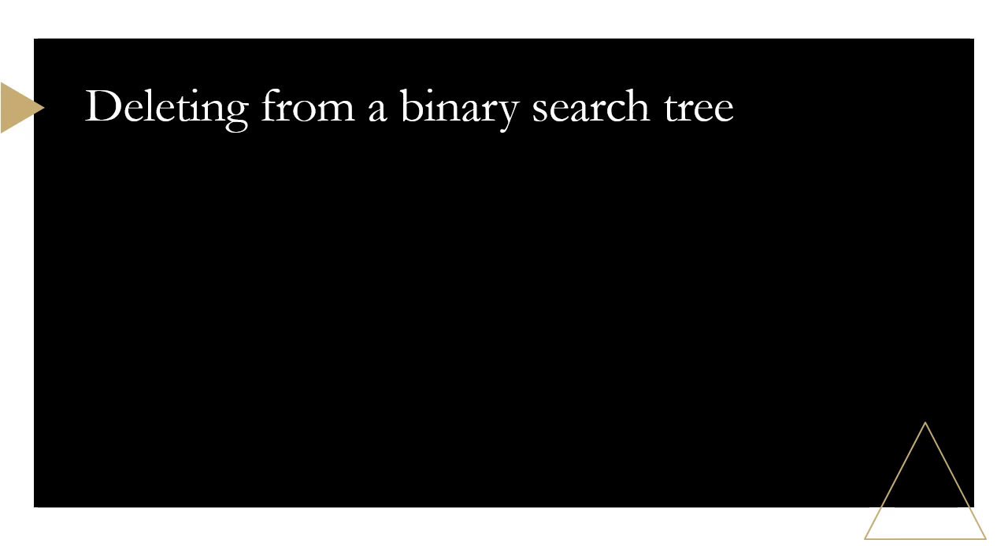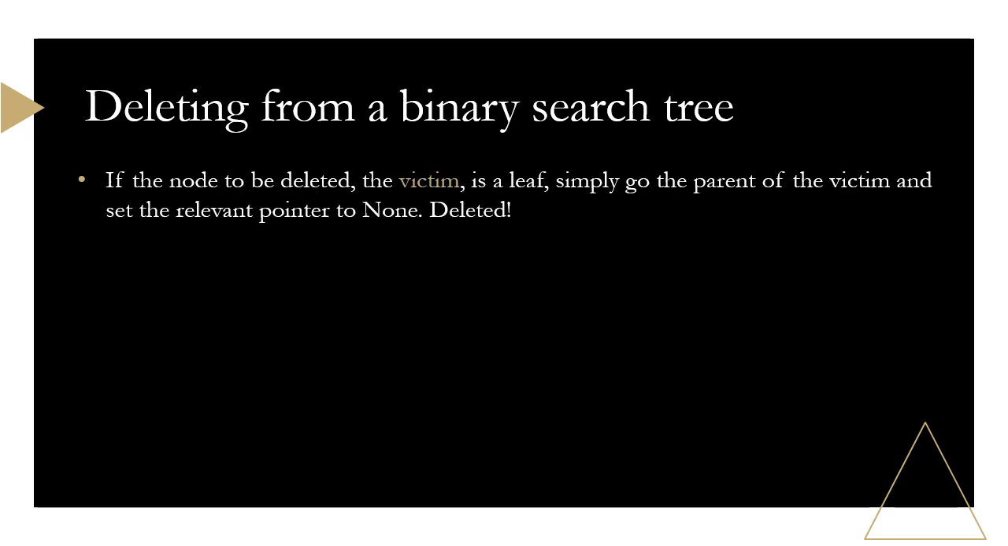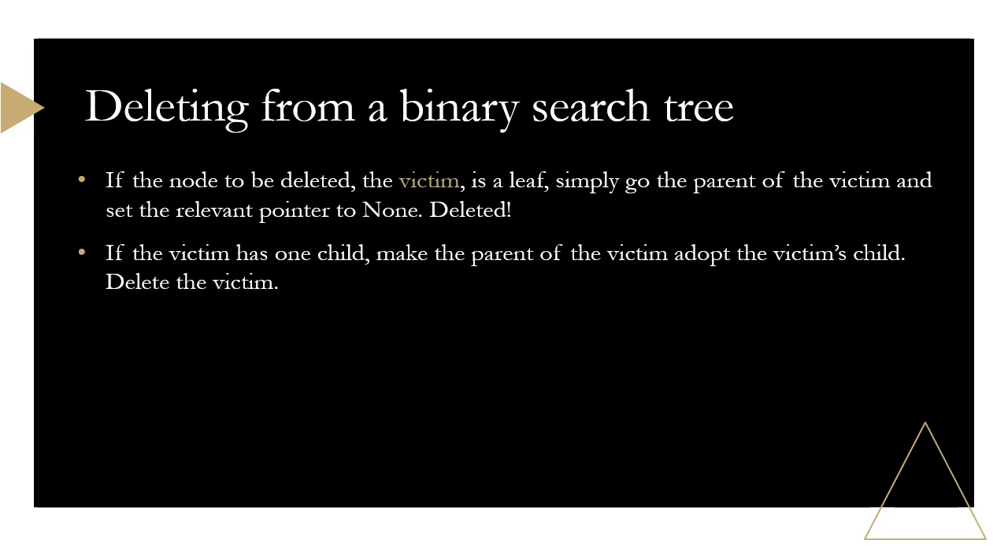Deleting from a binary search tree. The node to be deleted, we call it the victim. If the victim is a leaf, simply go to the parent of the victim and set the relevant pointer to None. If the victim has one child, make the parent of the victim adopt the victim's child and then delete the victim.